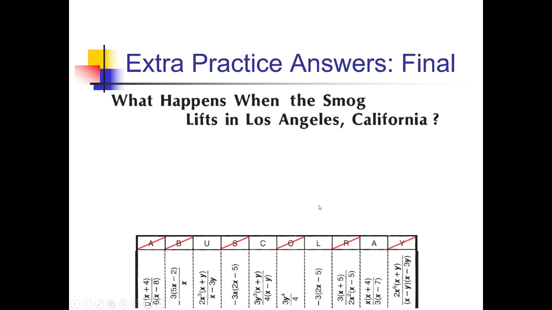Alrighty, now that I've got everything crossed off that I can, it's time to solve the puzzle. What happens when the smog lifts in Los Angeles, California? Well, what's left here? UCLA. Oh, I get it. UCLA, as in you can see Los Angeles, or University of California, Los Angeles.